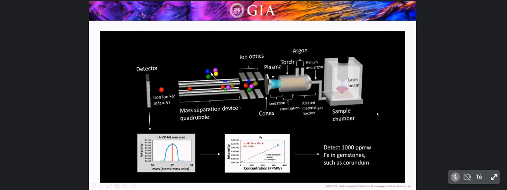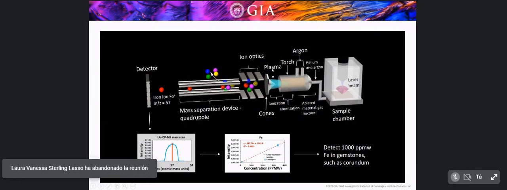So we have the laser ablation system on the right. We blast a small hole in the gemstone. That material that's removed gets sent through the plasma, where it's turned into atoms and then into ions.